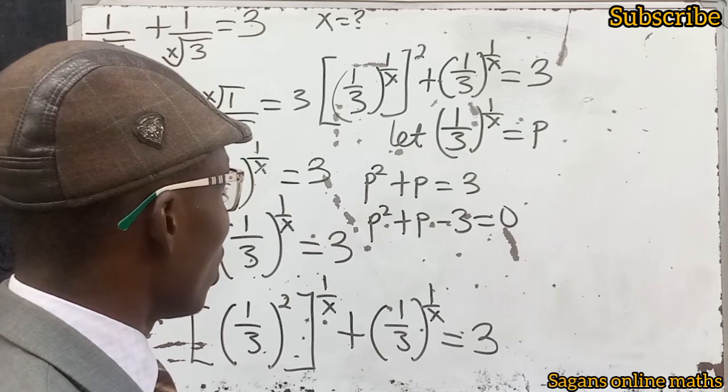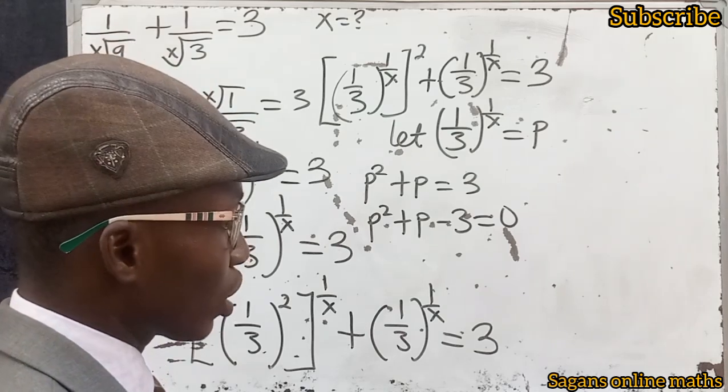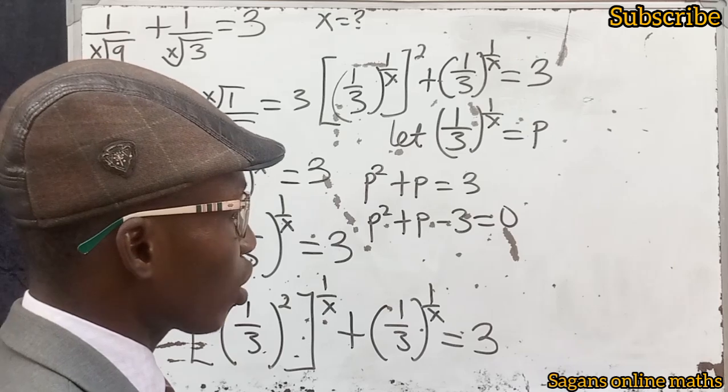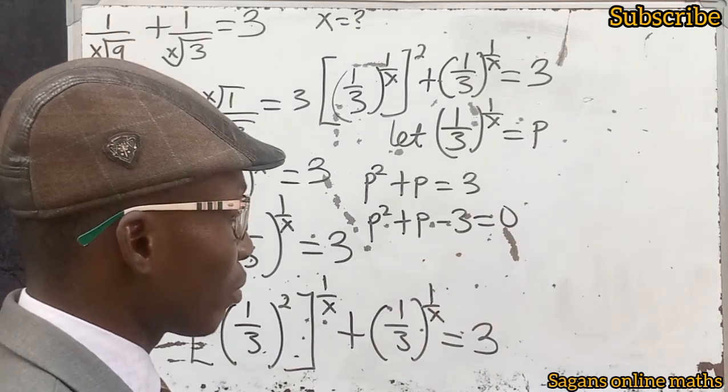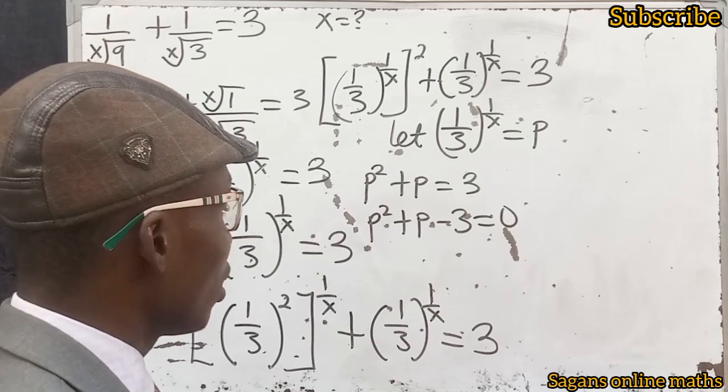No. Because we know that the product of the roots here is minus 3. What are the factors of 3? Factors of 3 are numbers that divide it exactly without remainder. 1 and 3 is a factor of itself.